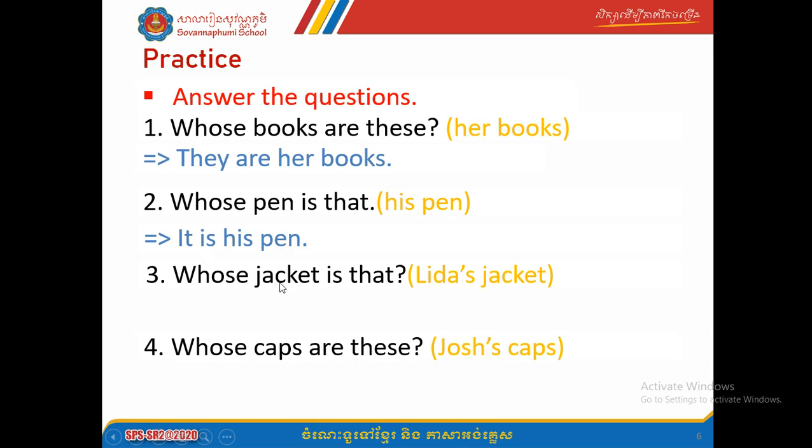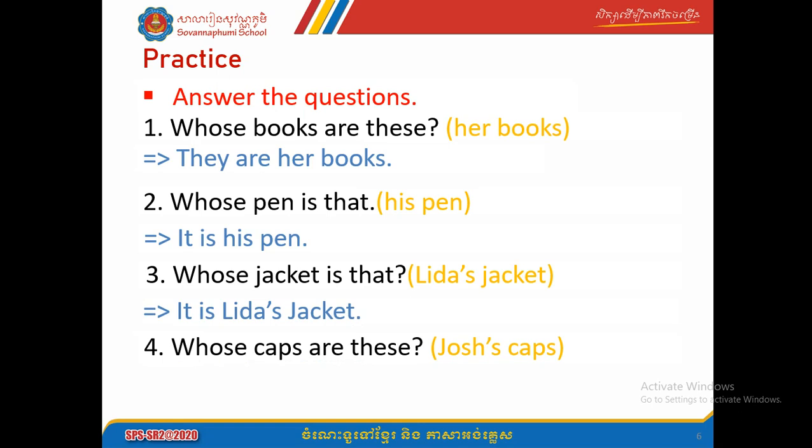Number 3, whose jacket is that? Then say Lida's jacket. Answer Lida's jacket. So now make the answer. Whose jacket is that? Jacket no s. Okay, so you're gonna say it is Lida's jacket. It is Lida's jacket.